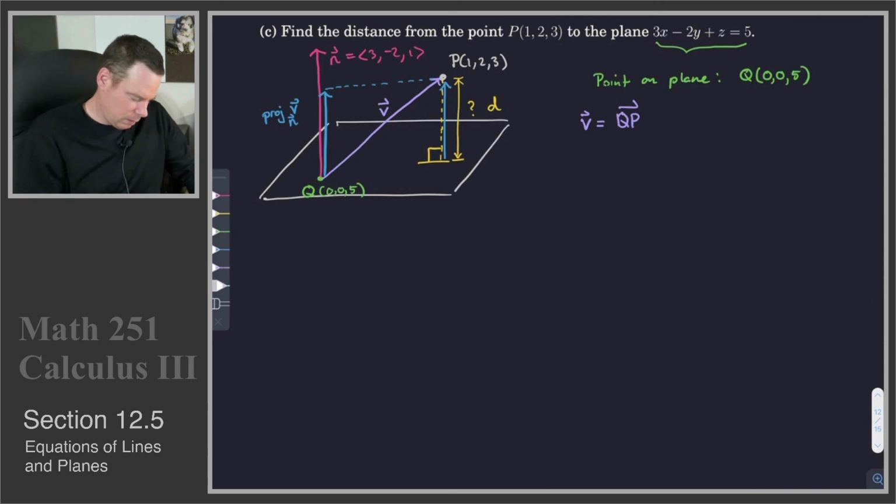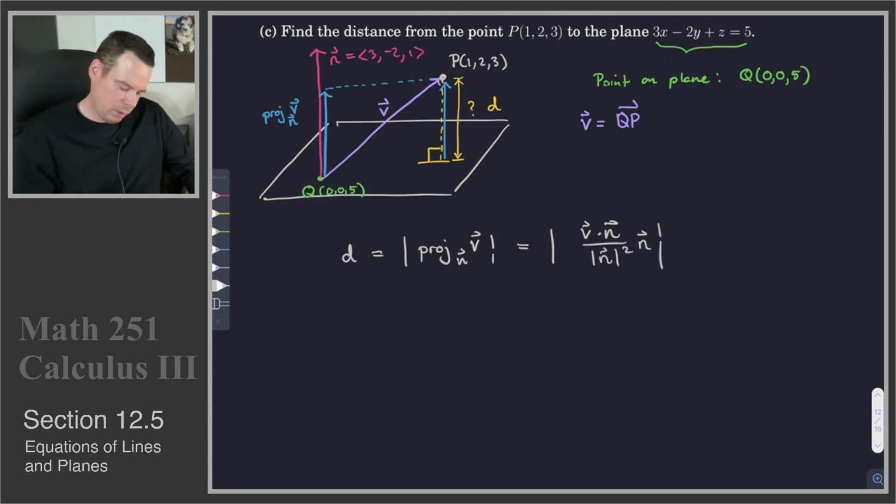So d is going to be the length of the projection of v onto n. That is the length of (v dot n divided by the length of n squared) times n. That's our projection. We want the magnitude or the length of that, so that's the absolute value of v dot n over the length of n.